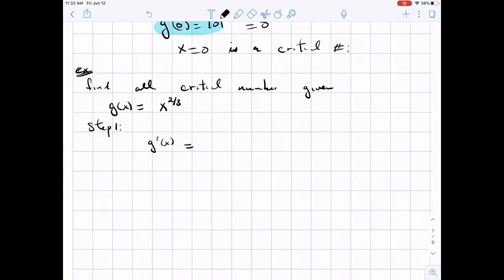Well, g prime of x will be 2/3 x raised to the 2/3 minus 1. So this comes out to be 2/3 x to the negative 1/3, which can be written as 2/3 over x to the positive 1/3, or you can write the cube root of x. Let's rewrite that: 2/3 x to the 1/3 power.